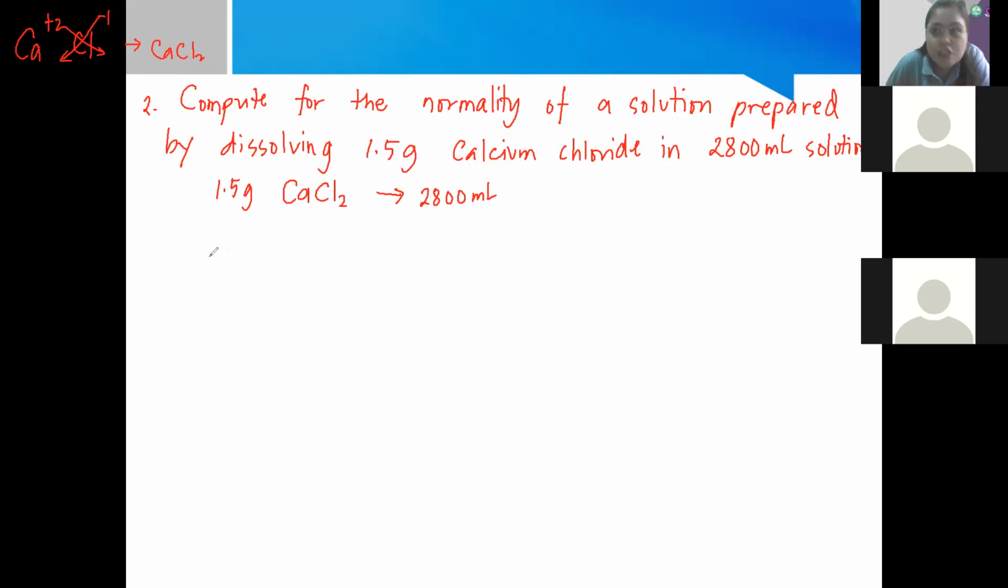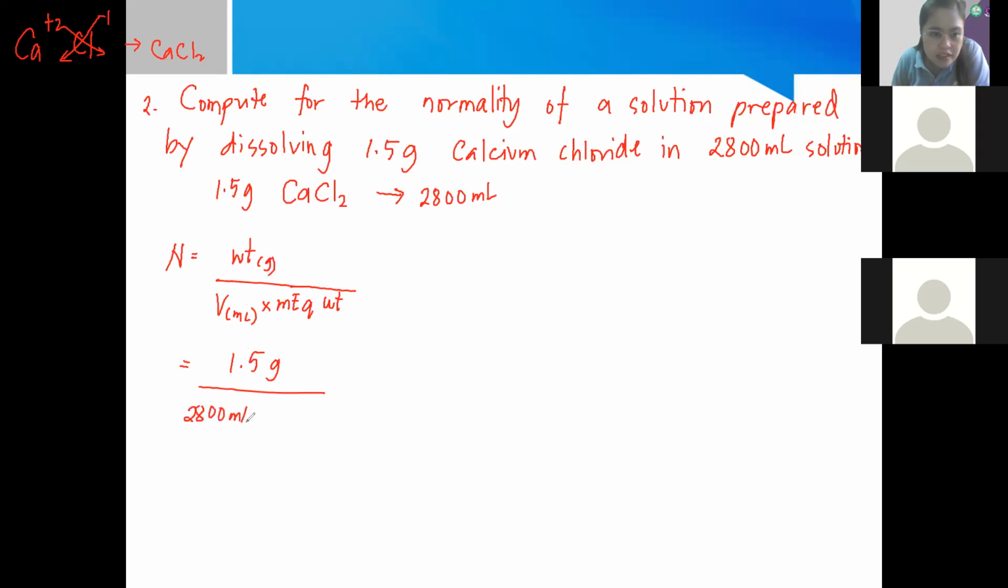So we will use this same formula. Normality is equal to weight in grams divided by volume in ml times the milli equivalent weight. So milli equivalent weight ang partner ni ml ha. The weight here is 1.5 grams. The volume is 2,800 ml. And we have to compute for the milli equivalent weight.